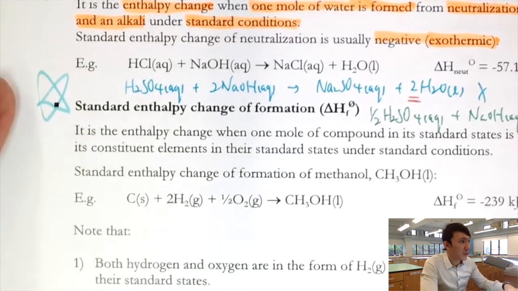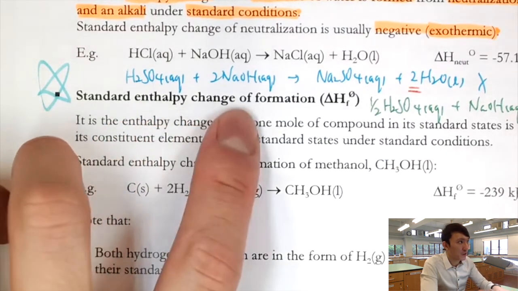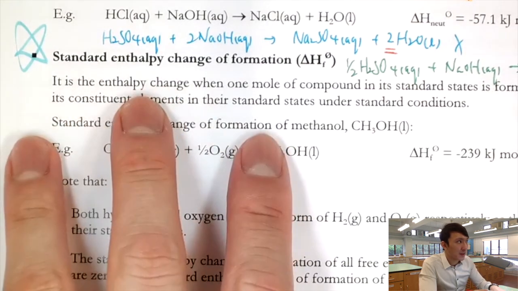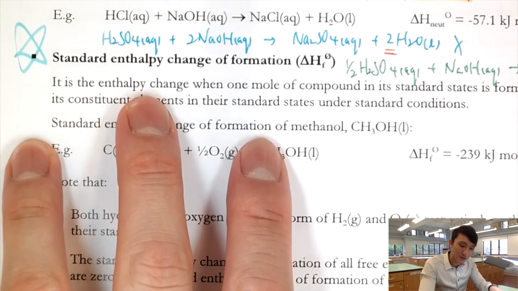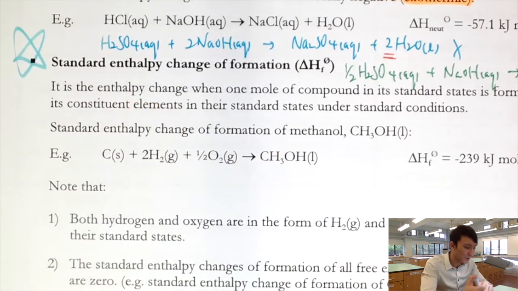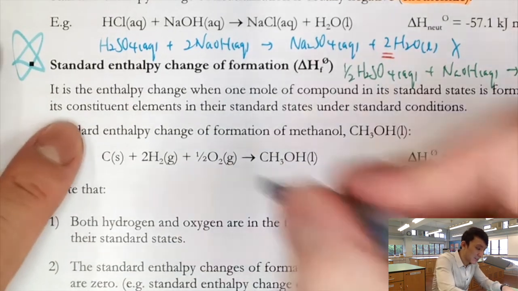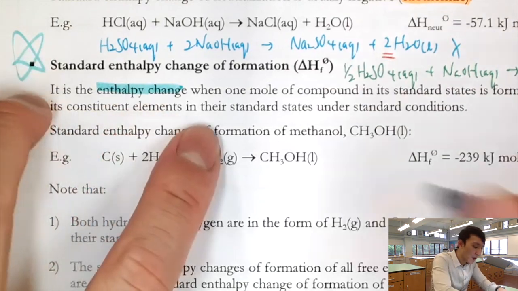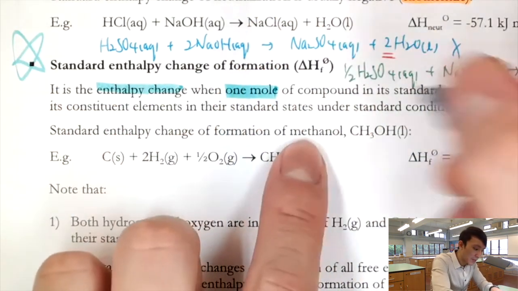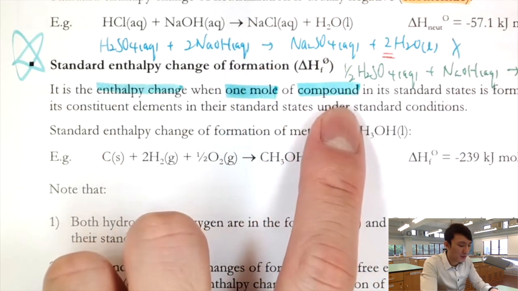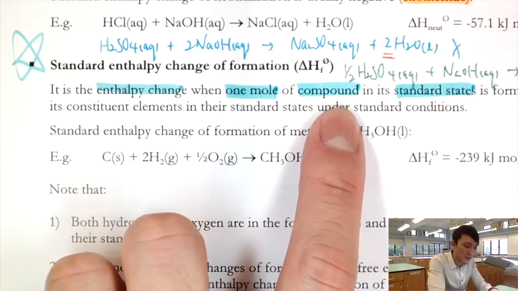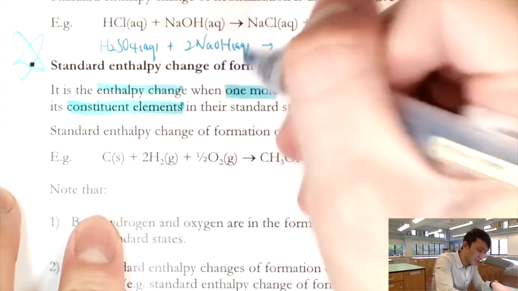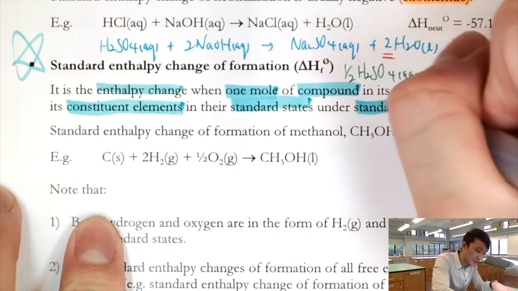Now, the second definition, standard enthalpy change of formation. Here, it is the enthalpy change. Let me use another color or highlighter. Okay, it is, again, the enthalpy change. Don't miss out this one. It is the enthalpy change when 1 mole of compound in a standard state is formed from constituent elements in the standard state under standard condition.